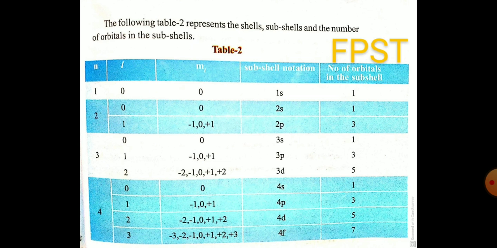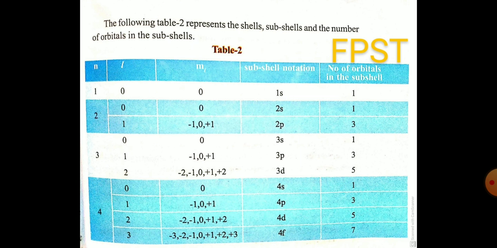In the same manner, for the third shell, n is equal to 3 and L values are 0, 1, 2. For L is equal to 0, ML is 0, that is the 3s orbital. For L is equal to 1, -1, 0, +1, 3p orbitals. For L is equal to 2, -2, -1, 0, +1, +2, 3d orbitals. They are, for L is equal to 0, 1 orbital. For L is equal to 1, 3 orbitals. For L is equal to 2, 5 orbitals, total 9. That means n is equal to 3 here. That's why subshells are 3, orbitals are 9.